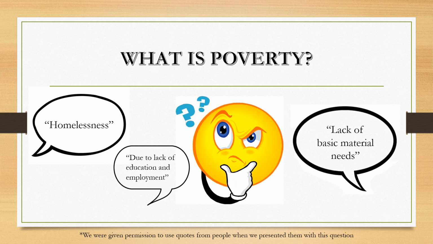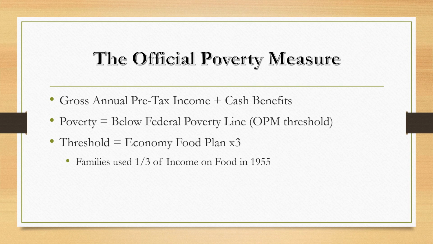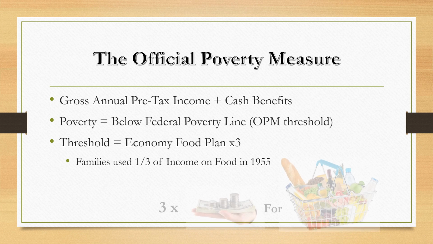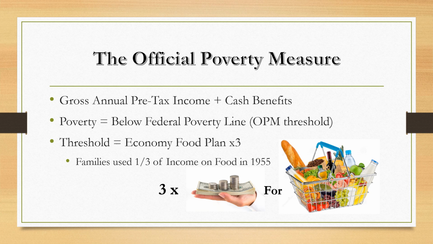Before we dive into how we would define poverty, let's take a closer look at the idea of poverty as a lack of material needs. The current official poverty measure, called the OPM, defines poverty according to materialistic needs and economic resources. As John Iceland discusses, the OPM takes into account a household's gross annual pre-tax income and cash benefits when measuring poverty. The household is said to be in poverty when their gross annual pre-tax income falls below the federal poverty line. This threshold, the federal poverty line, was created by Molly Orshansky, who multiplied the costs of the Economy Food Plan, a highly restrictive meal plan, by 3 to achieve this threshold.